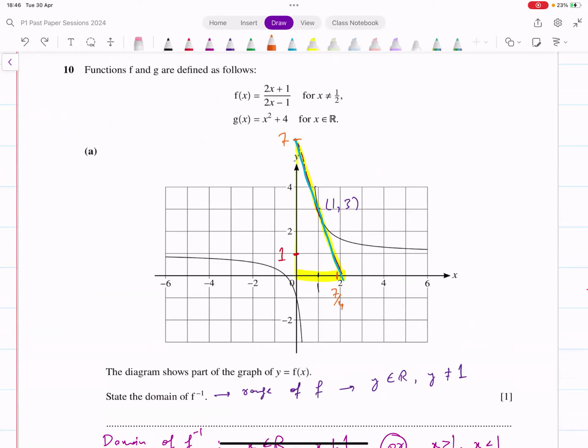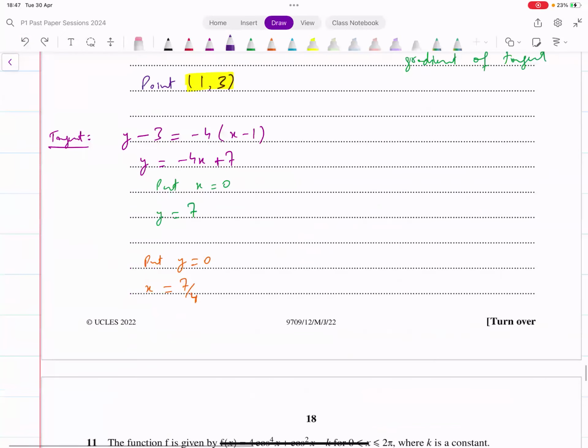We can find the area of this triangle now. What's the height of the triangle? 7. What's the base of the triangle? 7 over 4. You can just use half into base into height now to find the area. The area, therefore, is equal to 1 over 2 into base, which is 7 over 4, into height, which is 7, and that should give you the result 49 over 8. That's 6.125. That's the area of that triangle that we were looking for. That's our final answer. Working.